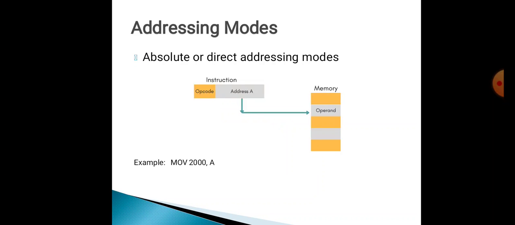Next, absolute or direct addressing mode. In this mode, the effective address of the operand is present in the instruction itself. Only one reference to the memory is required to fetch the operand. It is also called absolute addressing mode. Example, move 2000, A. This instruction copies the content of memory location 2000 into register A. Advantages: a single memory reference to access data, and no additional calculations to find the effective address of the operand.